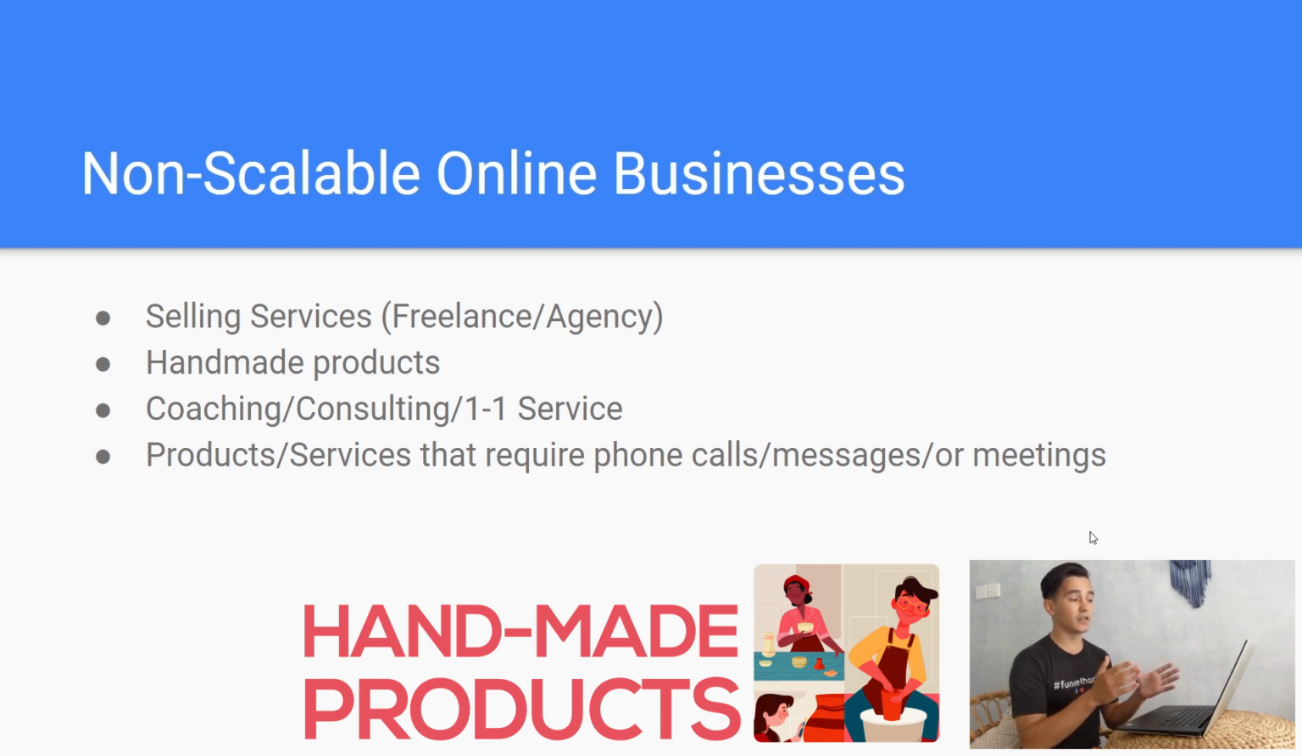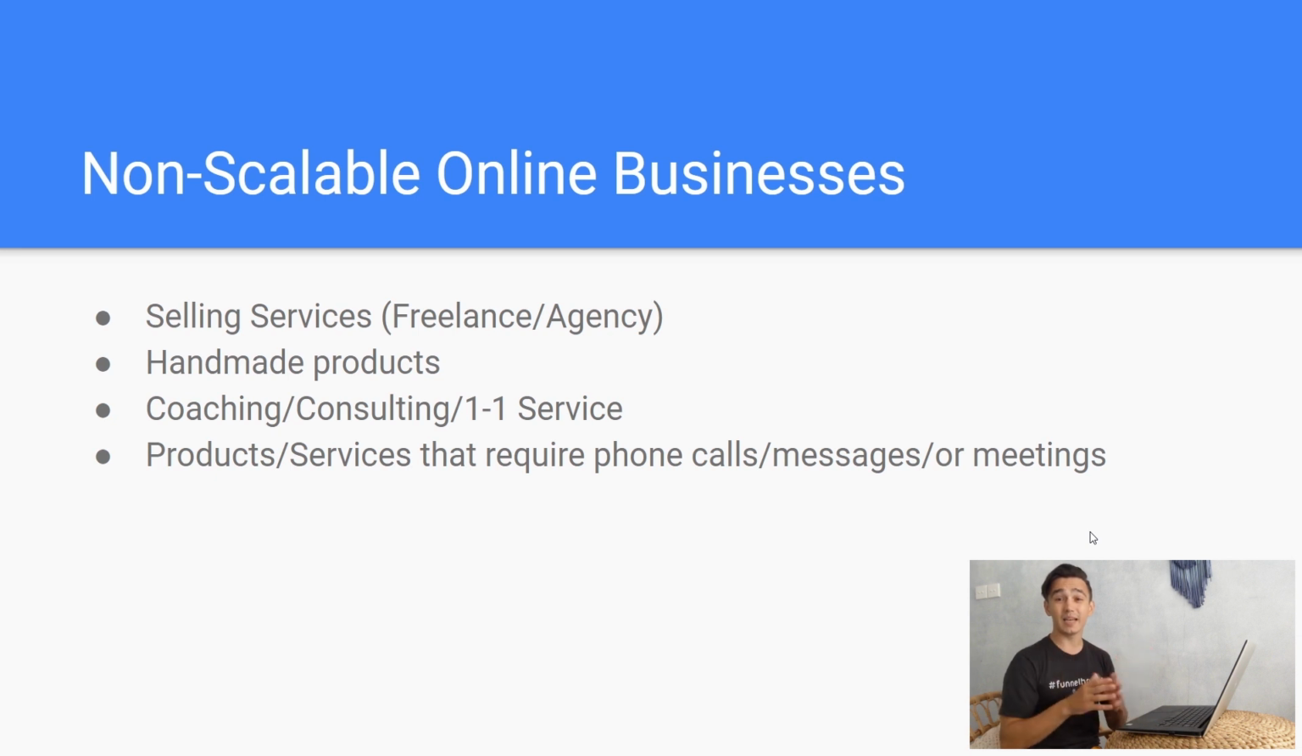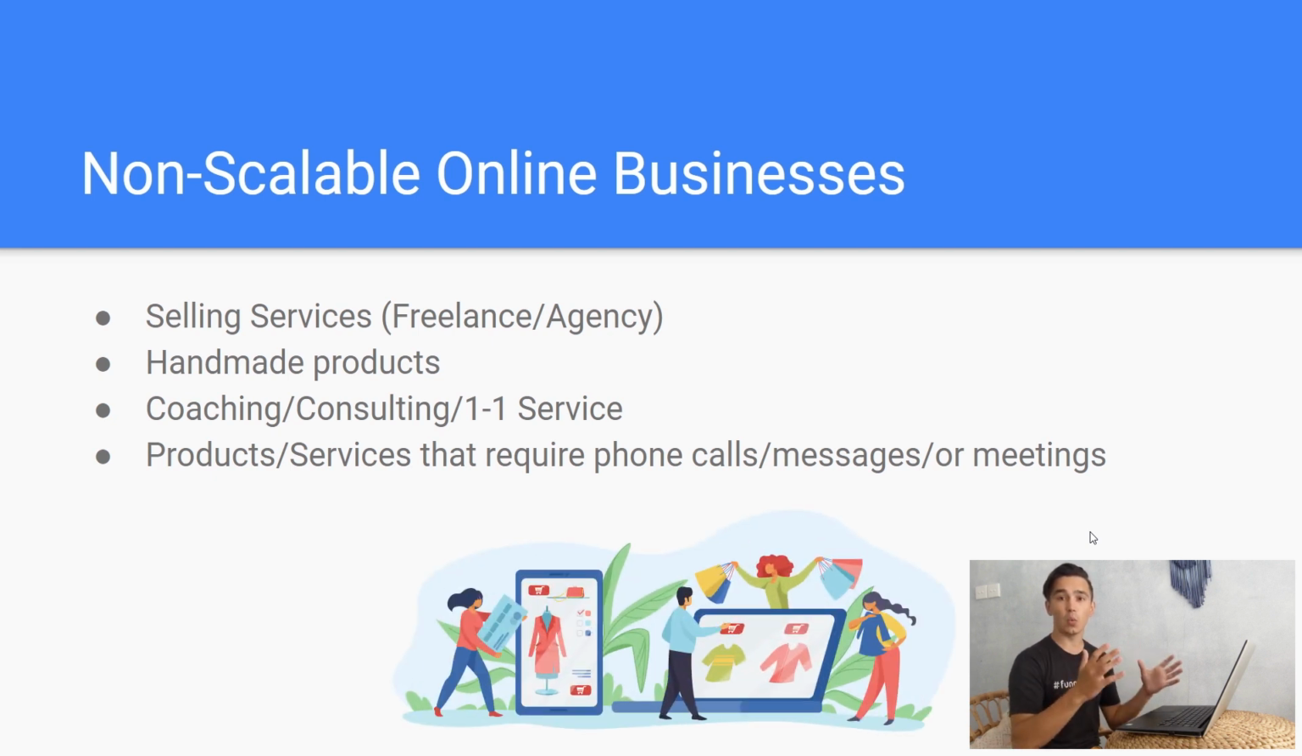And then products and services that require a phone call, messages, or meetings. If you have to go to a meeting, if you have to go someplace, then your time is involved. You're going to spend your time. It's not scalable. The best mechanism for having a sale, for getting clients, would be a funnel or a website where all the sale is done by the website, and your job would be to only get more people to see that product and convert them. Your website is going to do all the conversion.